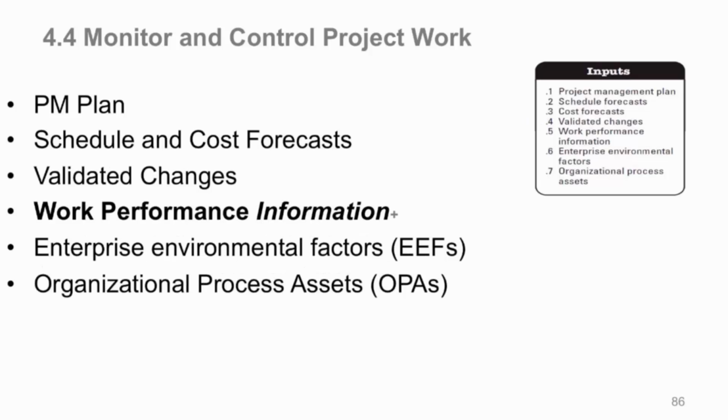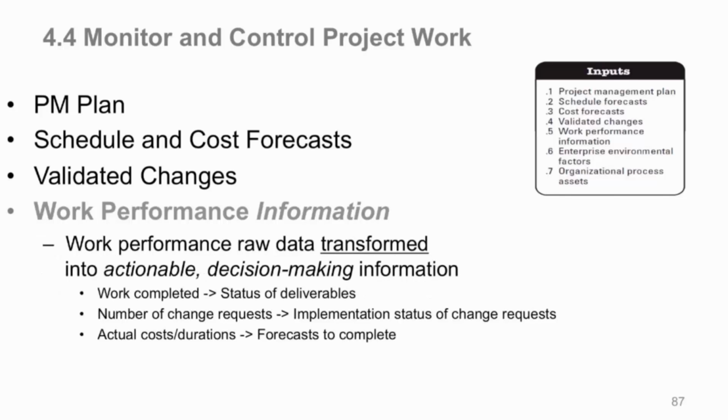EEFs, organizational process assets, come in, and work performance information. Raw data transformed into information that helps you make decisions. It's actionable stuff. It means something. It helps you make plans to make corrective actions or whatever it might take. So work completed data might turn into status of deliverables. The raw number of change requests could turn into the implementation status of change requests, maybe categorized by changes and corrective actions or whatever, but information.